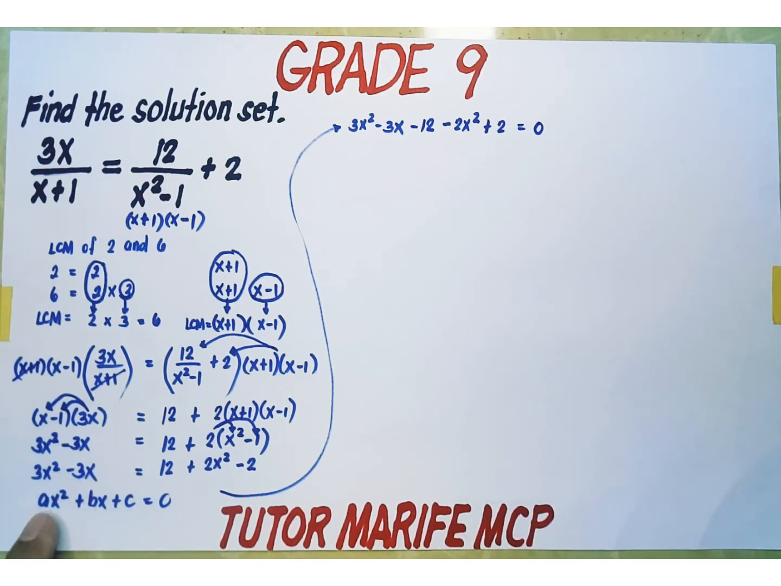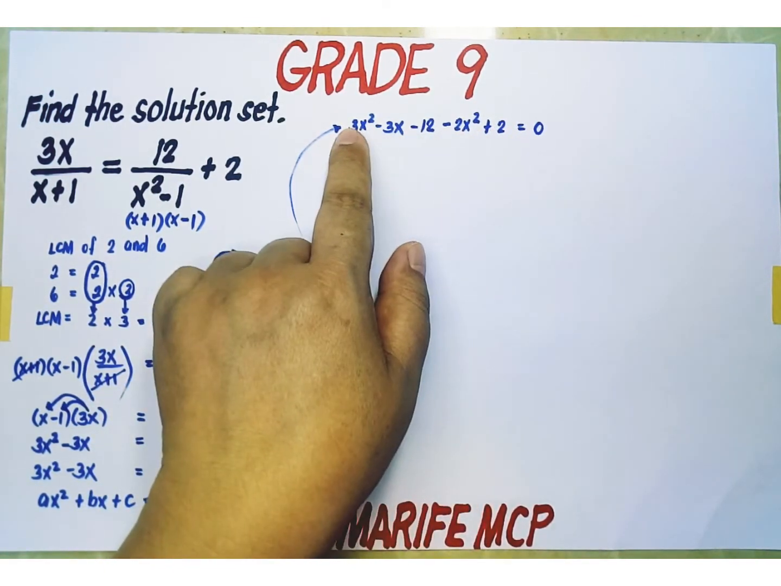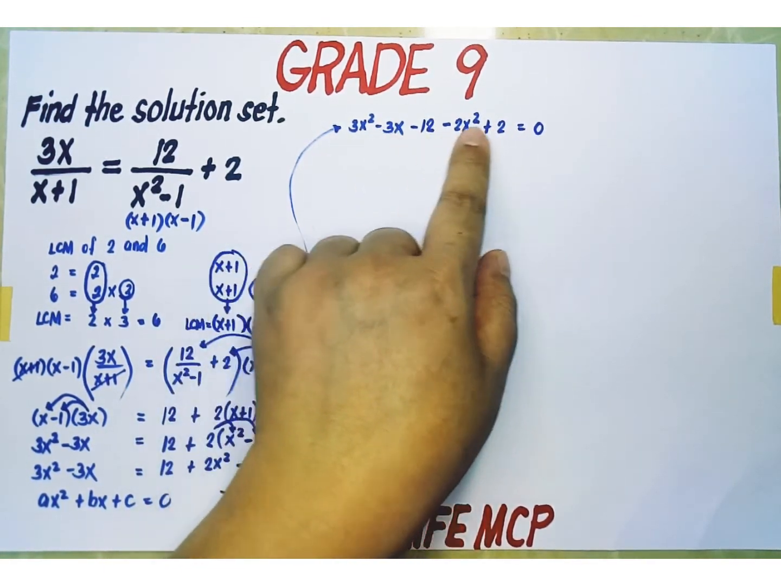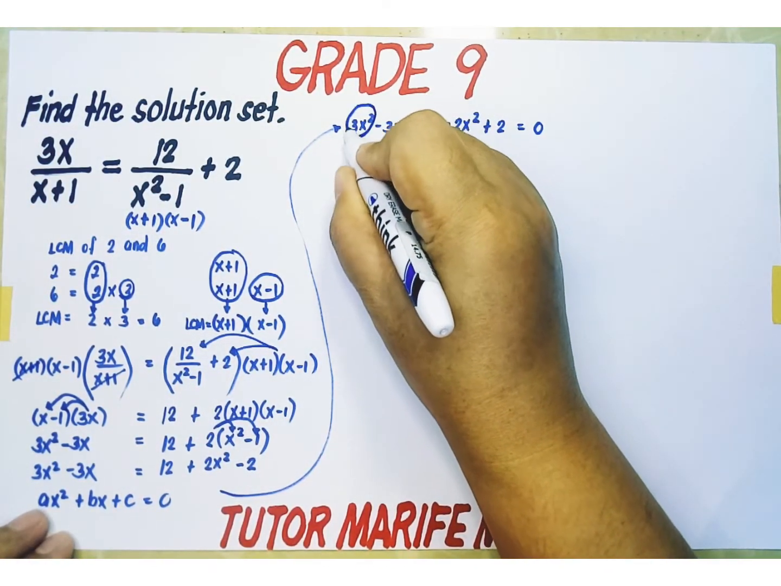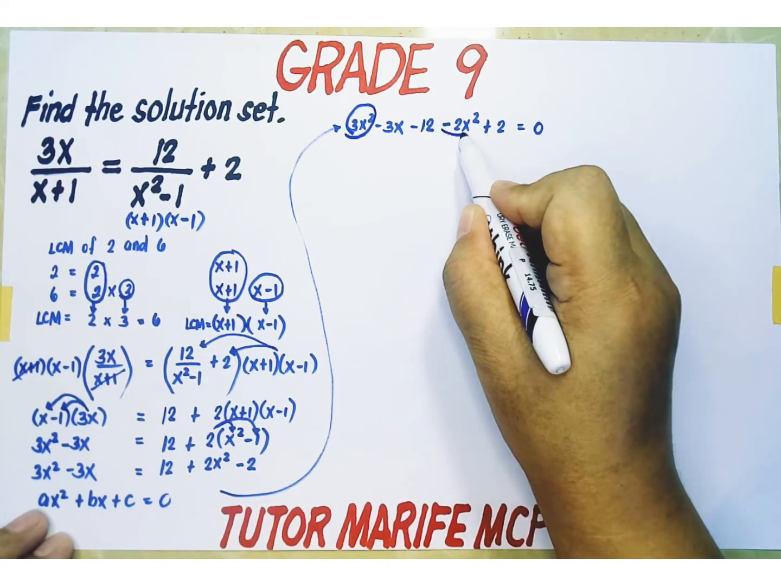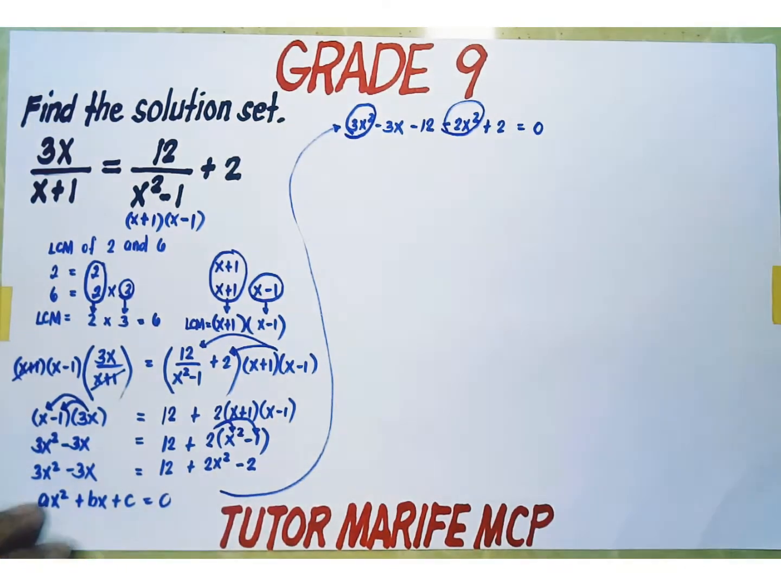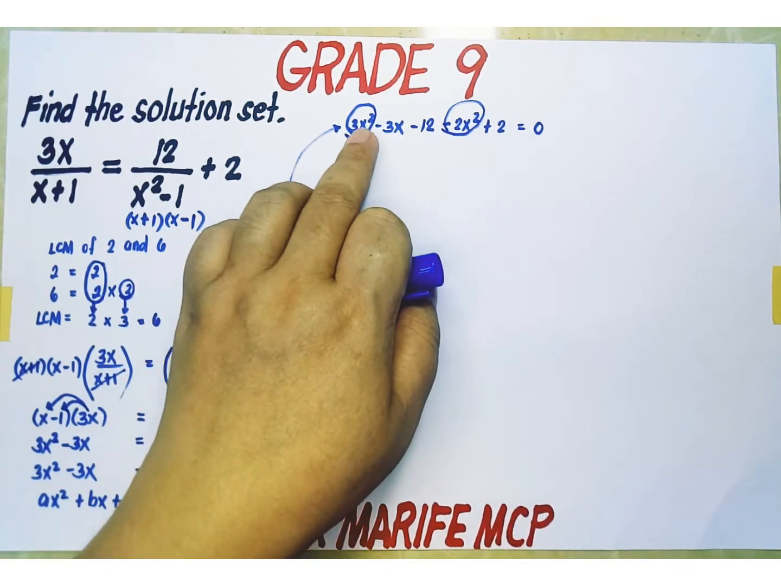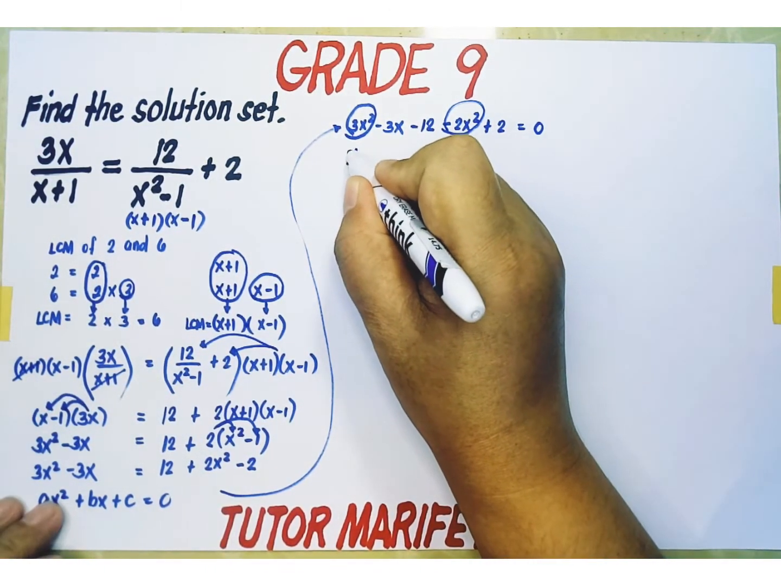So, trinomial, 1, 2, 3, kaso we have 5. So, we need to combine like terms. 3x squared, negative 2x squared. So, they're like terms. Combine them. 3x squared minus 2x squared is x squared.